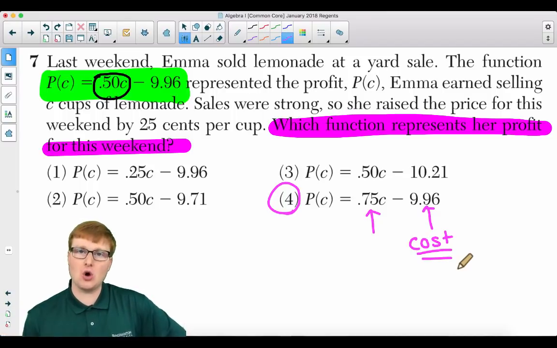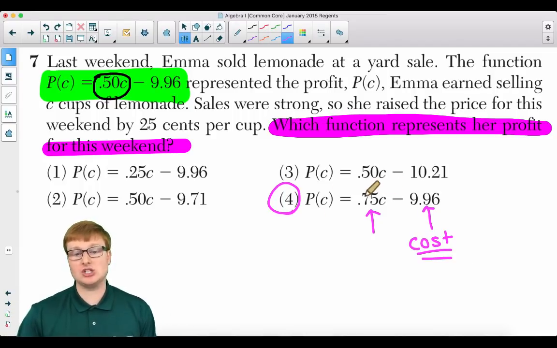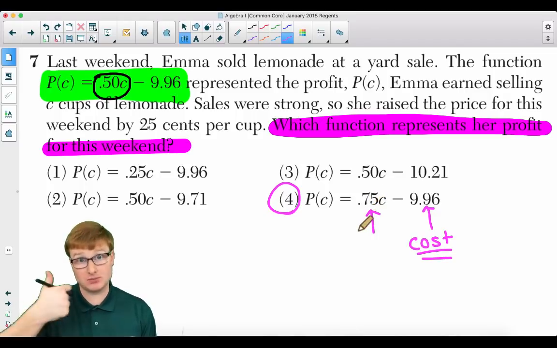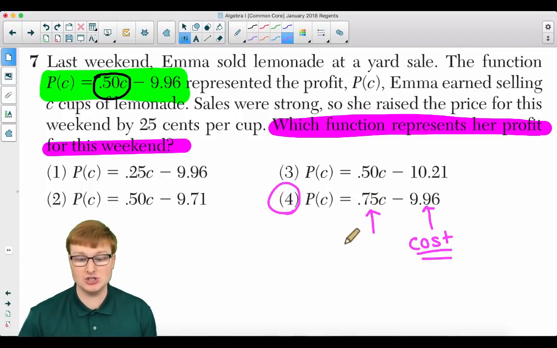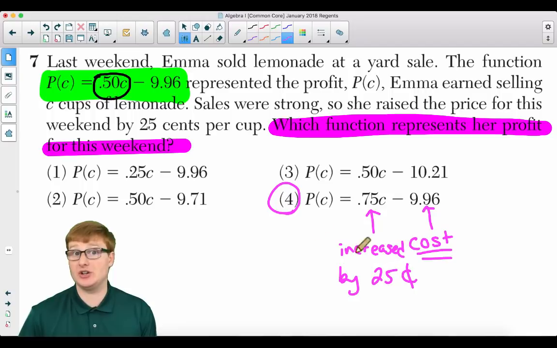We are assuming that the cost function is constant, as in, Stop and Shop didn't raise their prices for the lemons. So the cost is constant. The only thing that's changing is she's upping her price by 25 cents, and that's exactly what she's doing. So this is increased by 25 cents. All right, that's how you do that question. Your answer is choice 4.